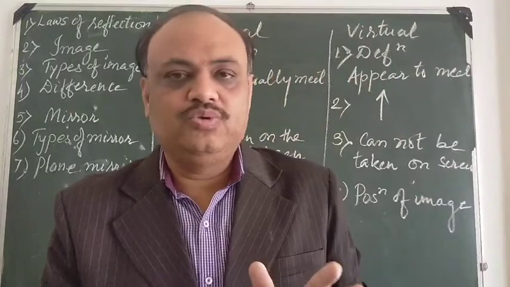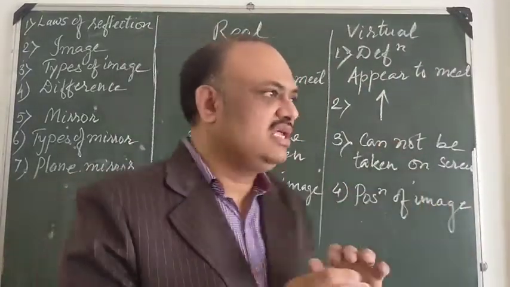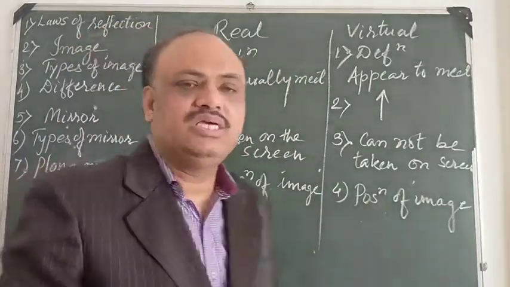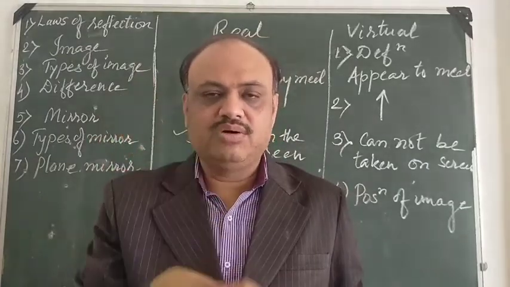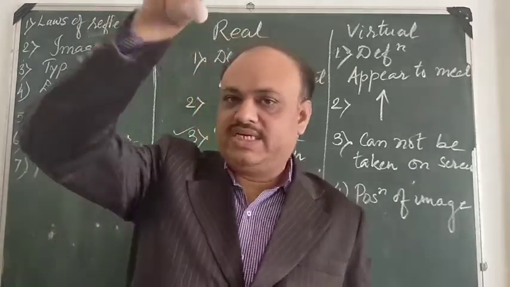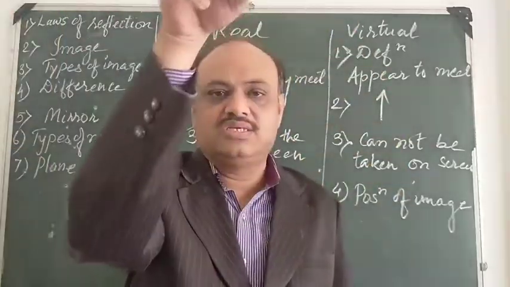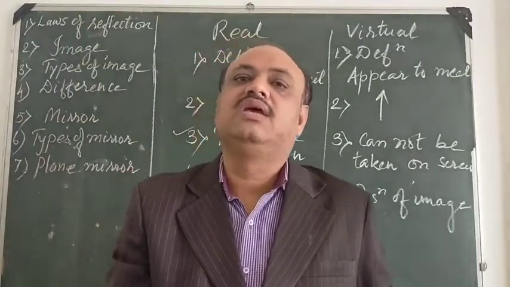So I hope you must have understood about real and virtual image. If you want to understand the real image, that is this third point, the best example is projectors. When we project the image in a cinema theater, you must have seen there are projectors. The projector projects the film on the screen, so you can see the things on the screen. So you can take that image on the screen.